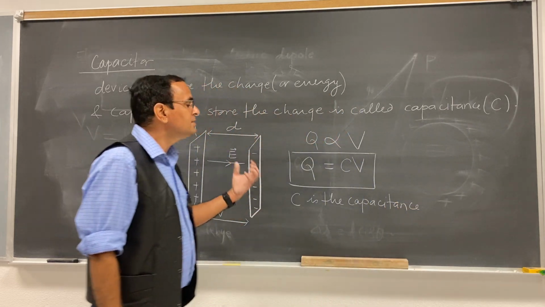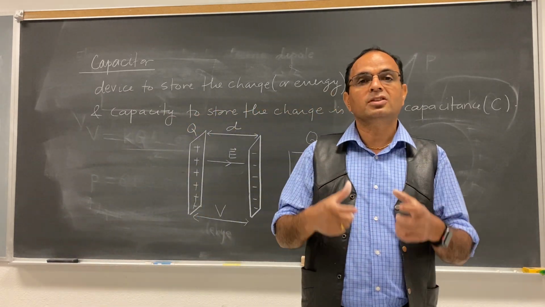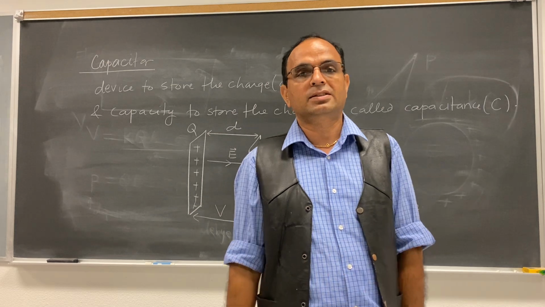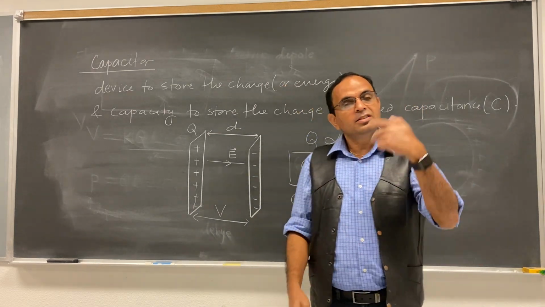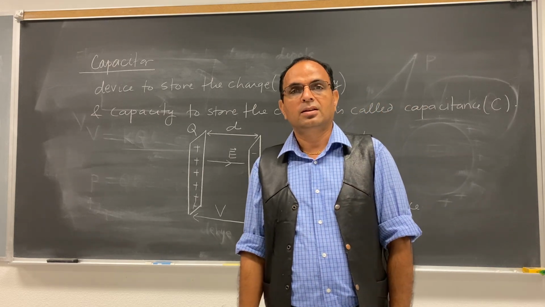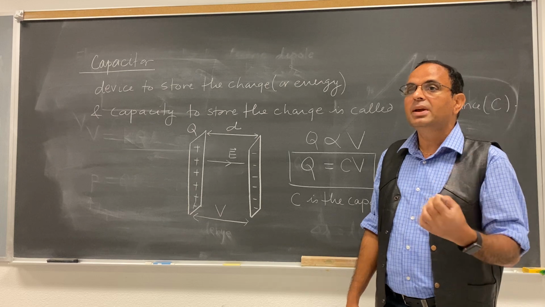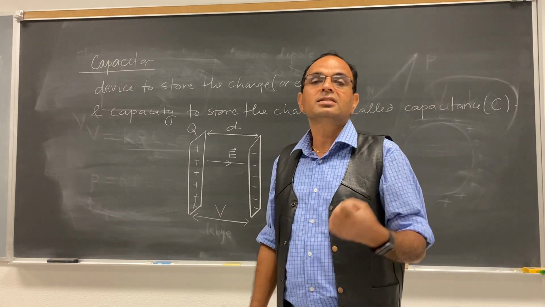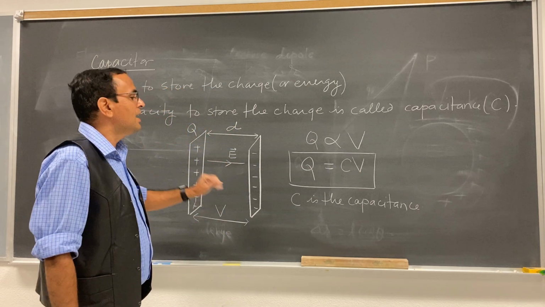The capacitance of any capacitor simply depends on the shape and size of the capacitor. That means the distance between the two plates and the area of the plate. That is why we can say that the capacitance depends on shape and size, and it can also depend on whatever you keep in between the plates, the dielectric.